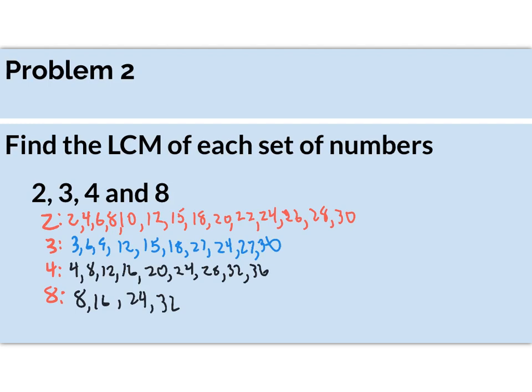Oh, look at this, the twos. I messed up the twos. It goes 8, 10, 12, 14, 16, 18. I was thinking about threes for some reason. Okay, but that doesn't change our answer in the least. Let's see. What is the lowest common? I see 24, 24, 24, and 24. So the lowest common multiple to all four of these numbers is 24.